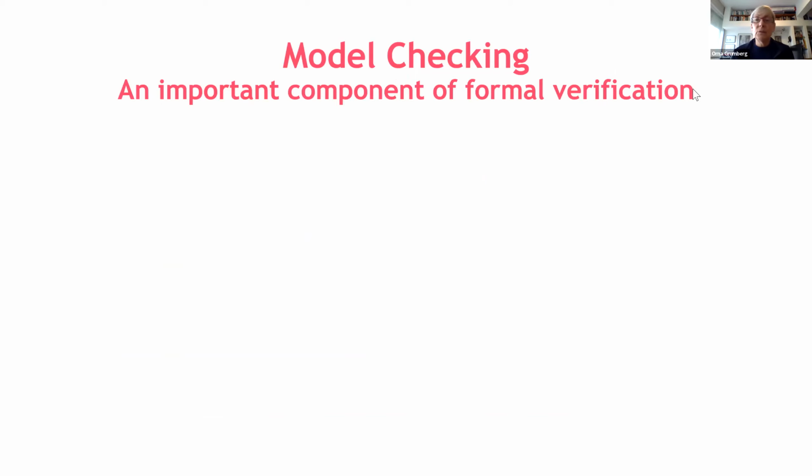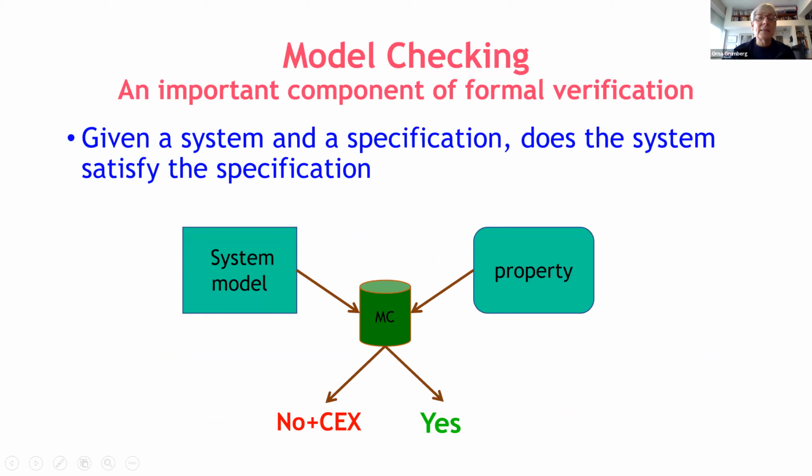An important component of formal verification is model checking, where model checking gets a system model and a property, and it replies yes if the system satisfies the property and no otherwise. In the latter case, it also provides a counterexample, which is very useful for debugging, and we will also use it for automated repair.